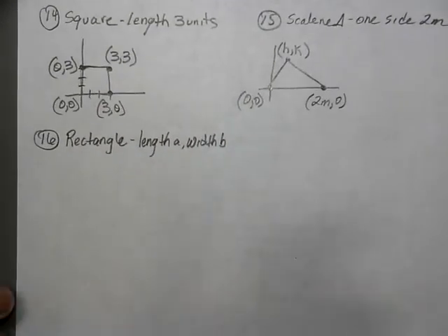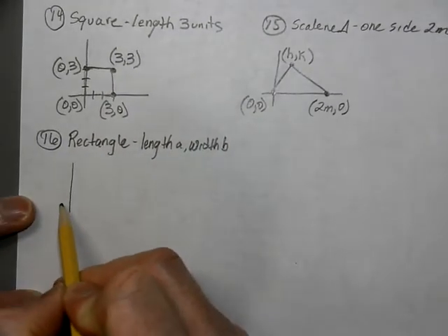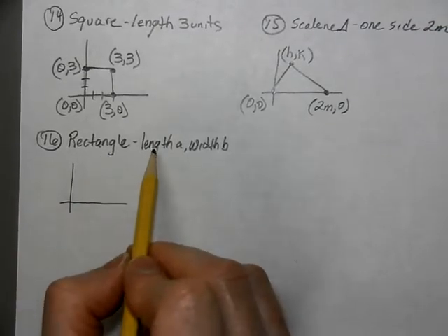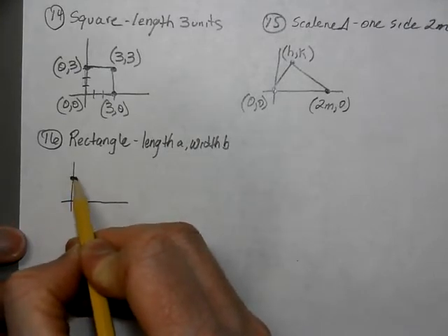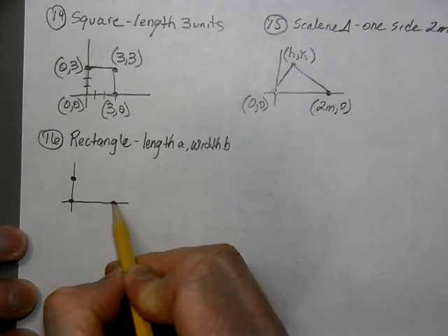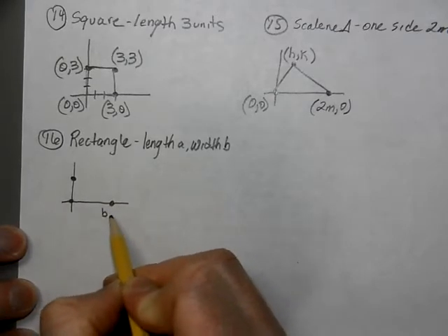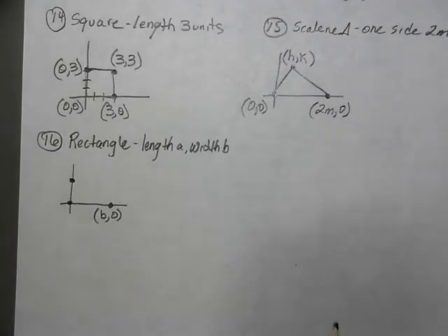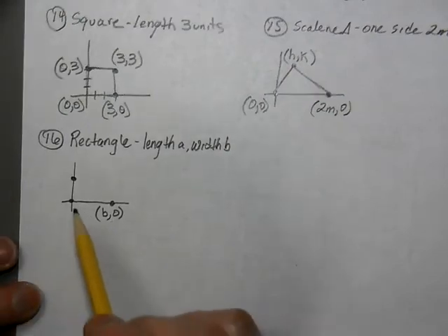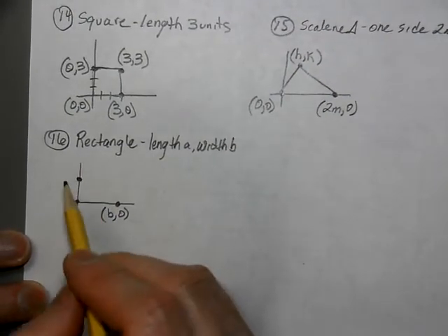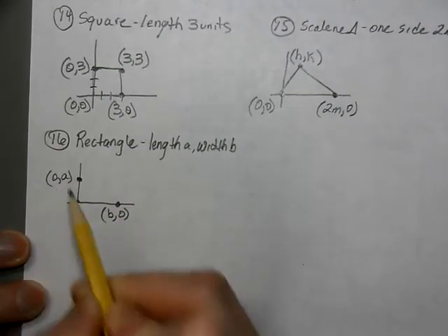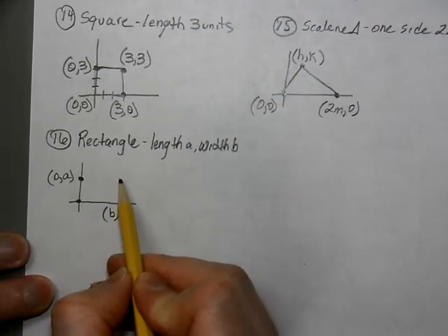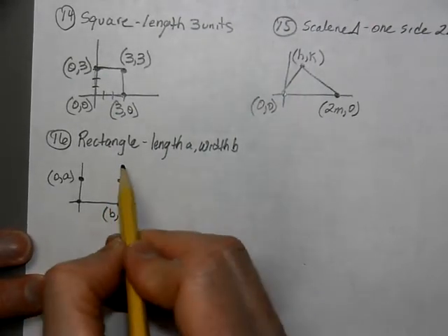For number 16, we're going to do a rectangle. The length is A and the width is B. So let's call length this direction and the width this direction. Just because width typically means left to right, I'll do width with the B. And length, I guess that'll be the amount up. So our fourth point now is going to be over B and up A.